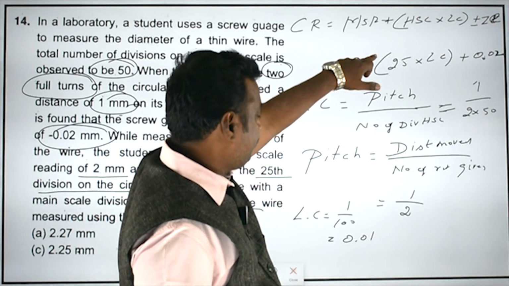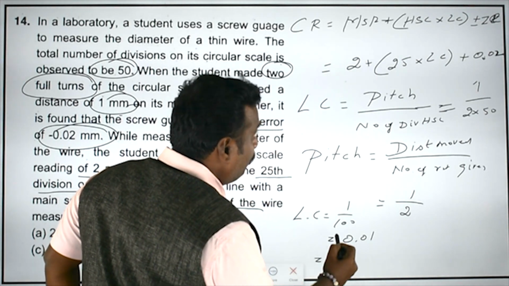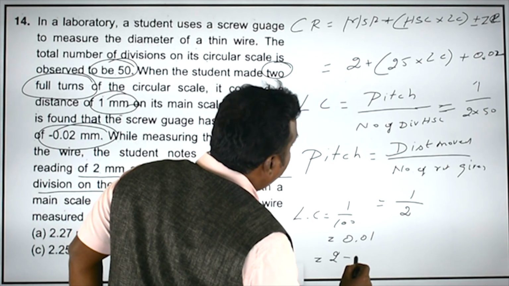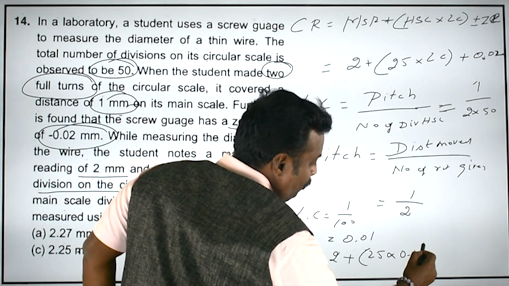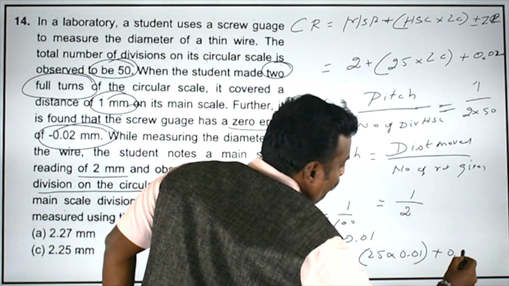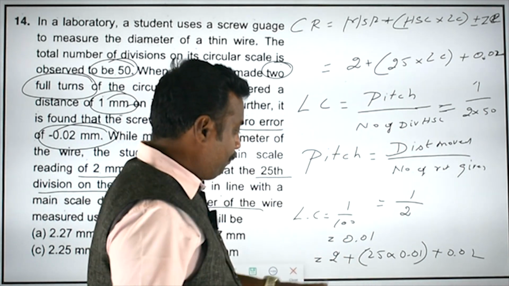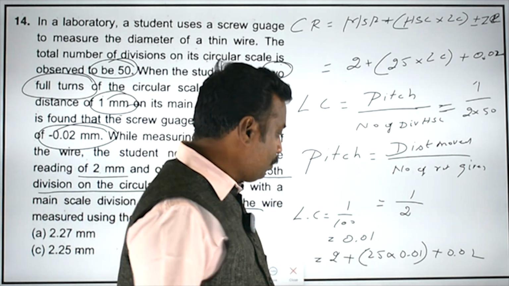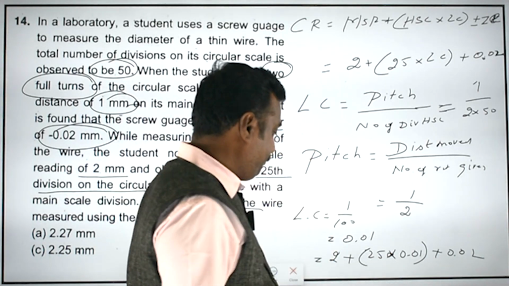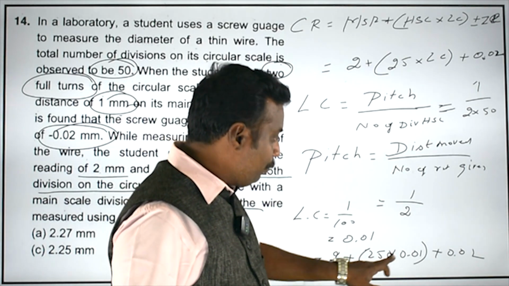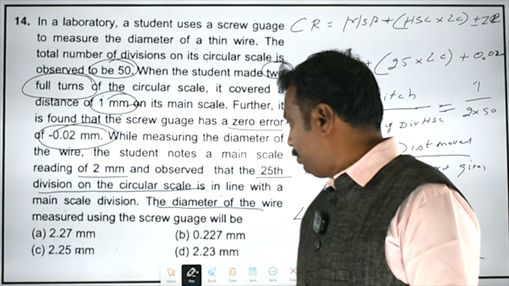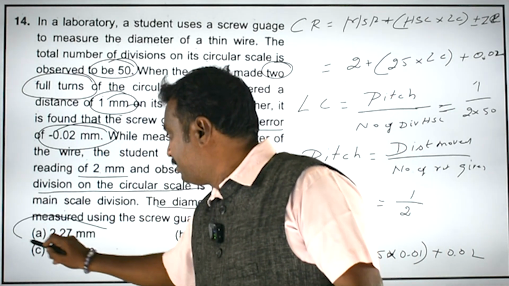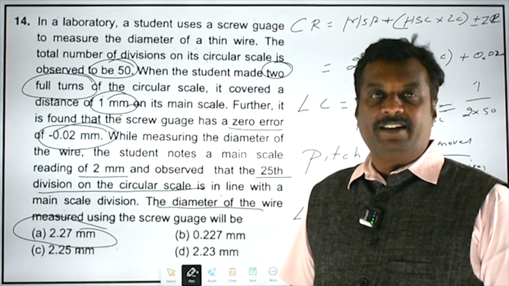Let us substitute the entire thing here. So 2 plus 25 into 0.01 plus 0.02. So 25 into 0.01 is 0.25. When you add 2.25 plus 0.02, it will be 2.27. So the right answer will be 2.27 millimeter, which is your option A, right?